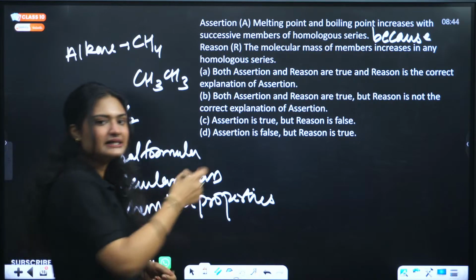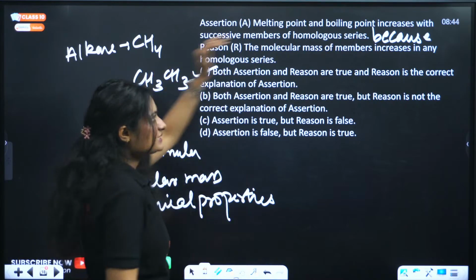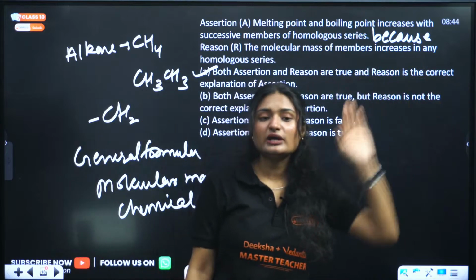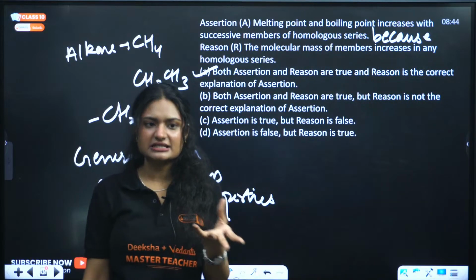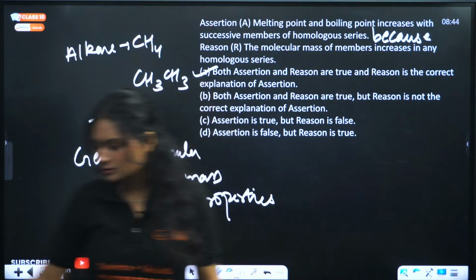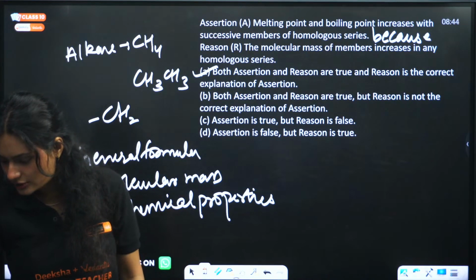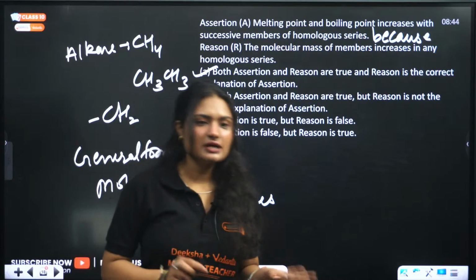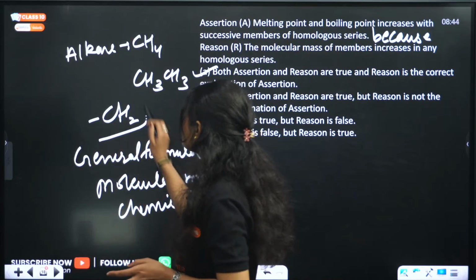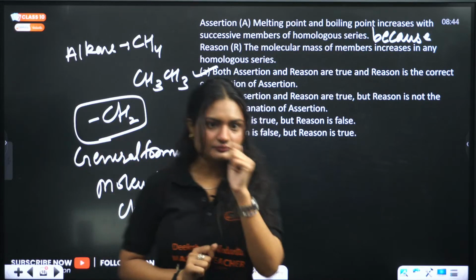Okay, so the correct answer is option number A. Because yes, melting and boiling point increases. Why does it increase? Because the molecular mass increases, right? 14U, that is molecular mass. That is not molecular mass, Arbashri. That 14U is this, okay.